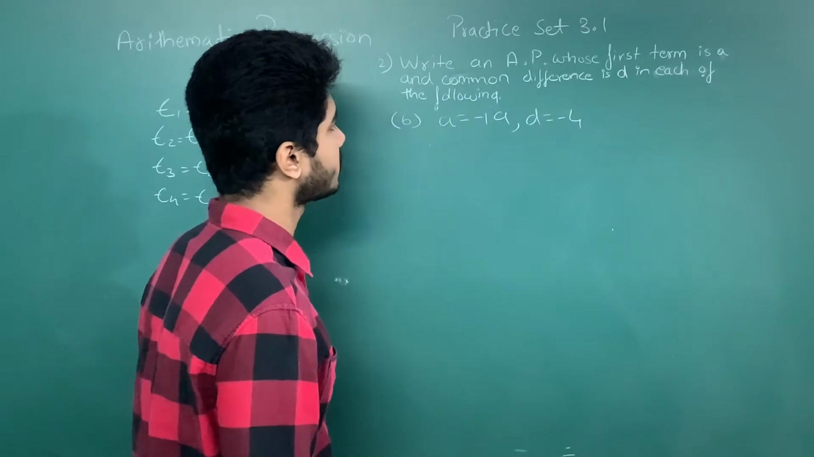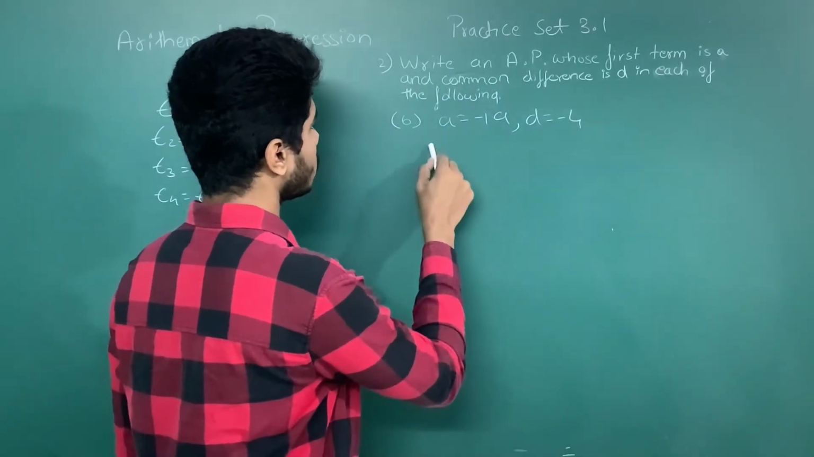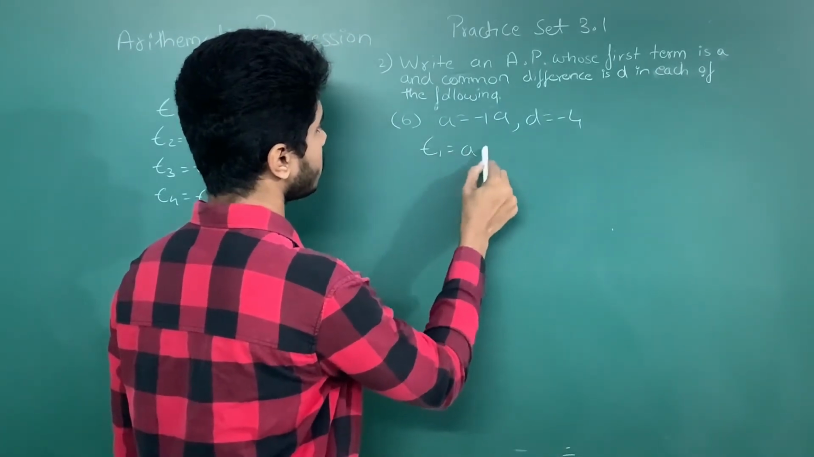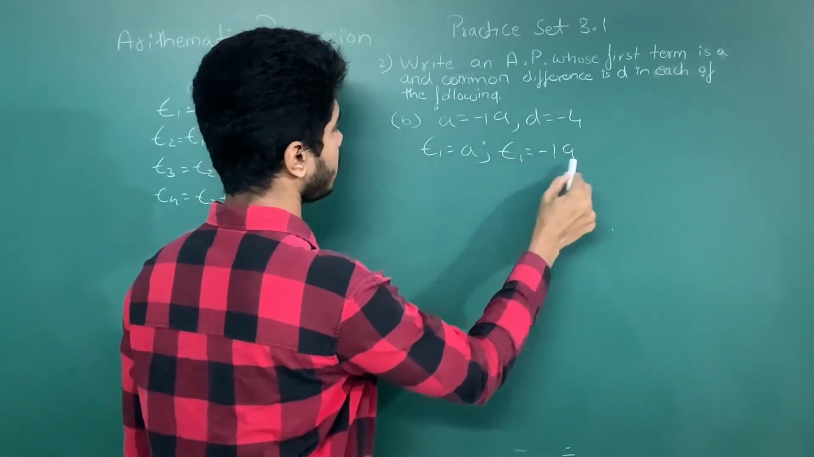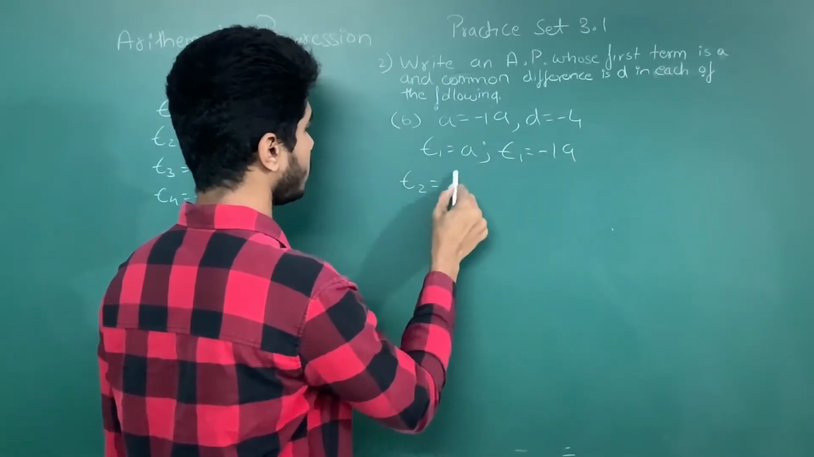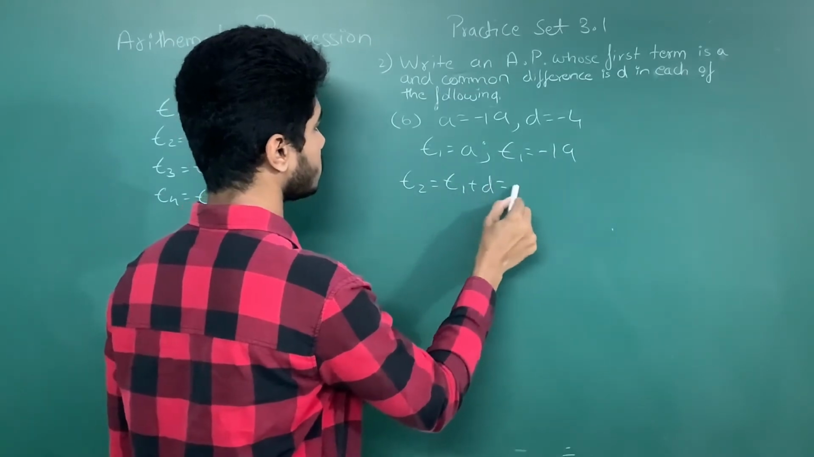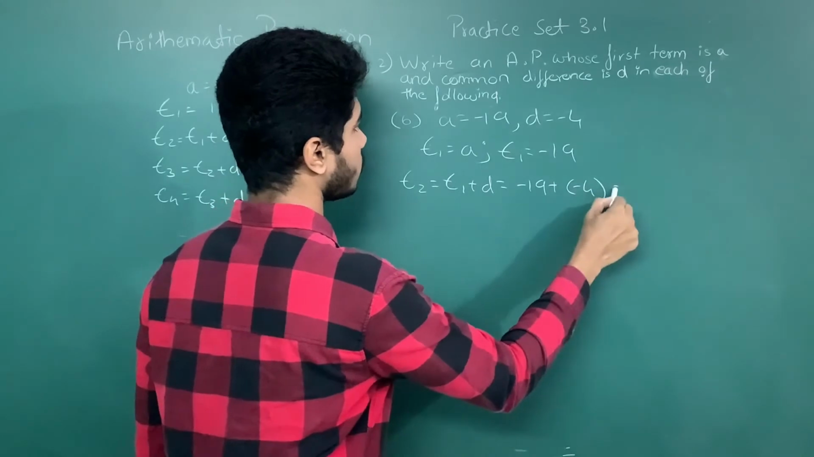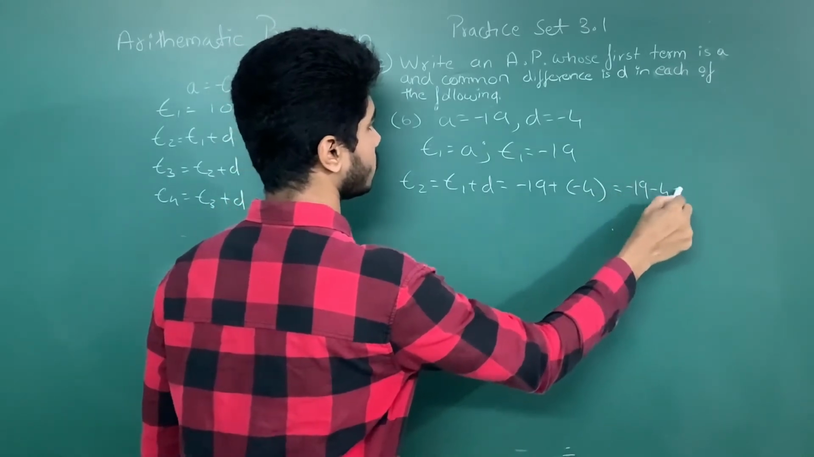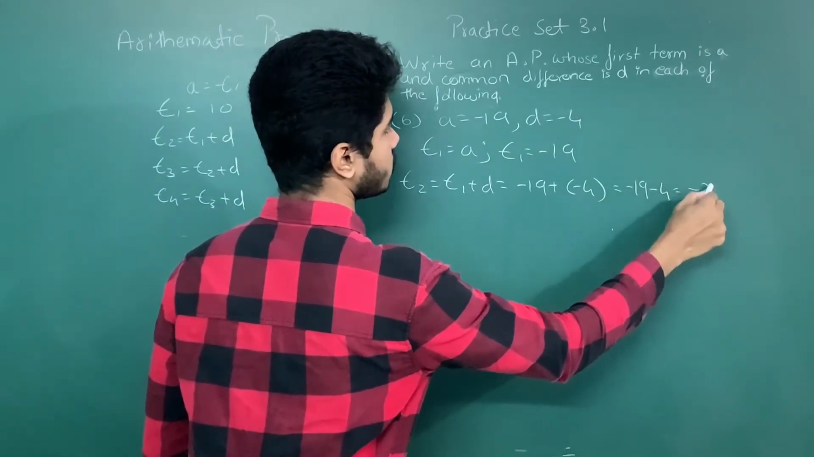A is equal to minus 19, D is equal to minus 4. So over here T1 is equal to A, so T1 becomes minus 19. T2 will be T1 plus D, which is equal to minus 19 plus minus 4, which is minus 19 minus 4, which gives you minus 23.